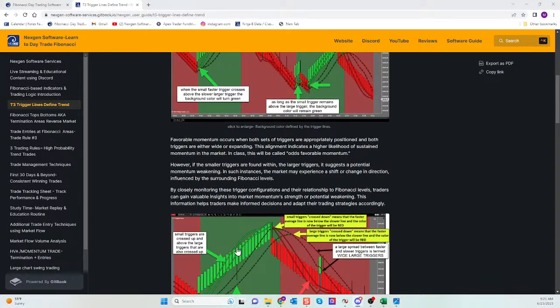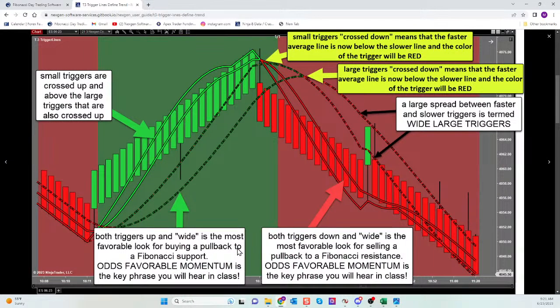Once you have established the trend, we're going to look for momentum. Rule number 1 says that I have to have strong triggers. In an uptrend, when the background is green, strong triggers mean that the small triggers, the smaller, faster moving average, they're solid, are above the large triggers, the slower moving average, they're dashed. Small triggers are crossed up above the large. Both sets of triggers are wide and angled in the direction of the trend. And guys, there needs to be space between the two. The separation between these two triggers lets me know that the odds are favorable for the market to continue in the direction of the trend. Rule number 1, strong triggers gives you odds favorable momentum.